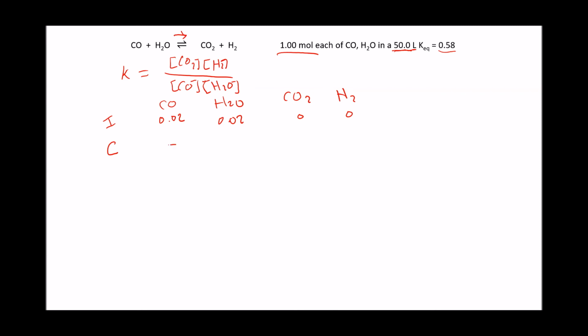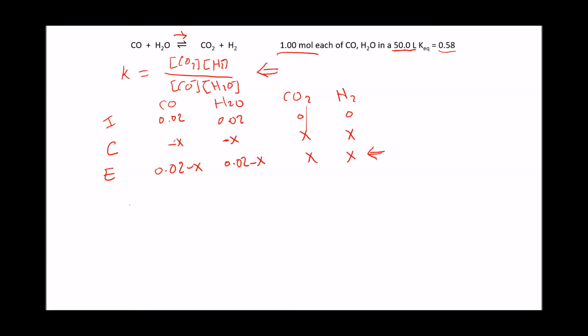So an x amount of carbon monoxide will react with the same number of moles of water to make the same number of moles of carbon dioxide and hydrogen. So at equilibrium, the concentration of carbon monoxide is going to be the initial concentration minus the change. For water, it's the same, initial concentration minus the change. And for carbon dioxide, it's whatever number of moles got formed, and same thing for hydrogen. Then we will use these values here in the equilibrium expression.